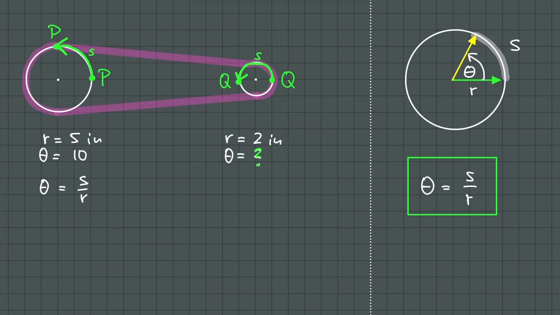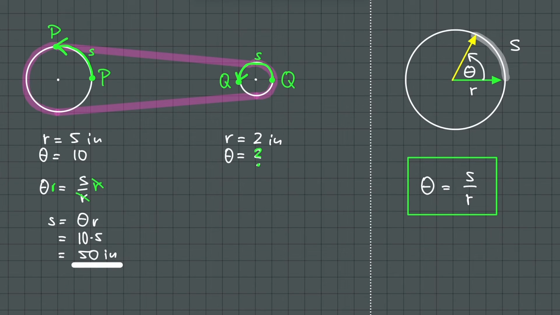When we multiply this formula by r, we get s equals theta times r. Now we are going to plug in the radius, which is 5, and the radians, which is 10. 10 times 5 is 50. So the arc s is going to be 50 inches.